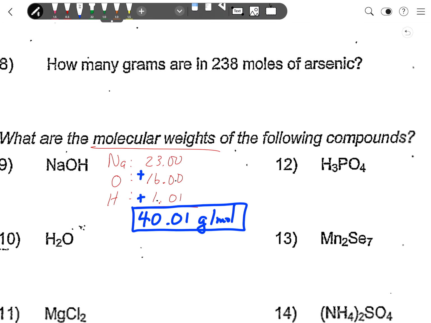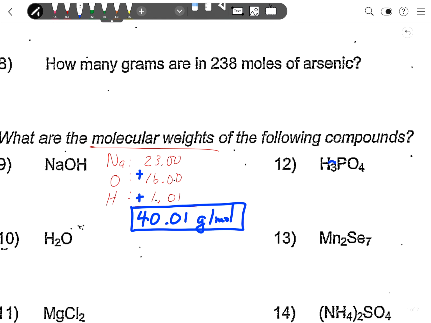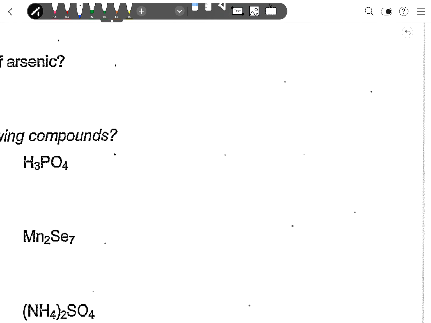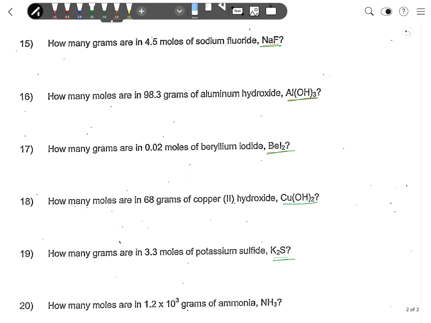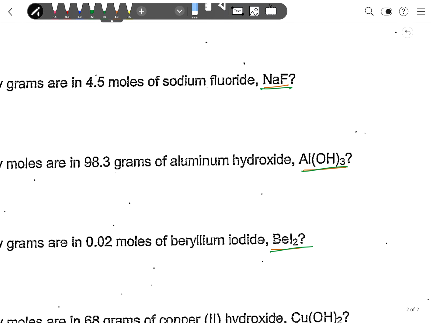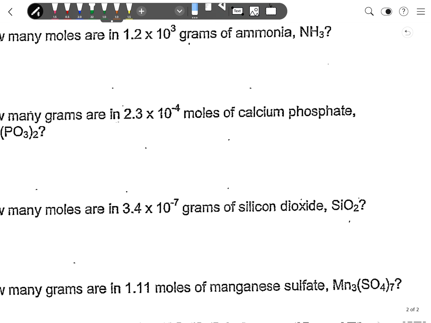When you're solving for these molecular weights, make sure you take into account the subscripts that tell you how many atoms of each element you have, and you should have no problem with it. On the back side of the sheet, everything stays the same except that this time you're solving for a compound's molar mass instead of just an element. Just like we did in the previous exercise, make sure you take into account every element and add it all together to get a total for your molar mass. And that's how you solve this sheet.